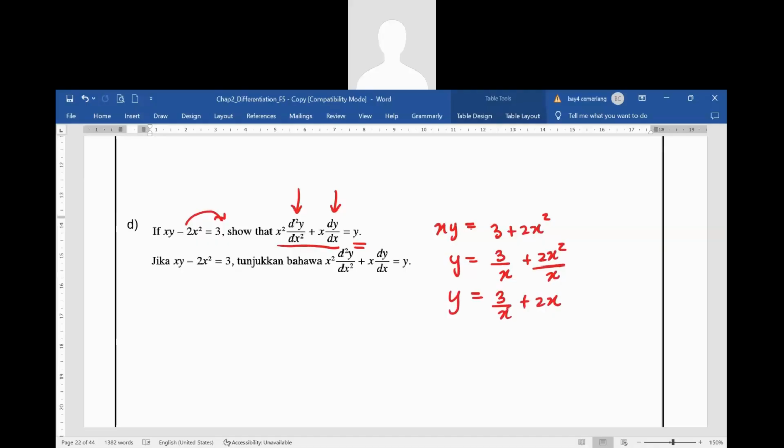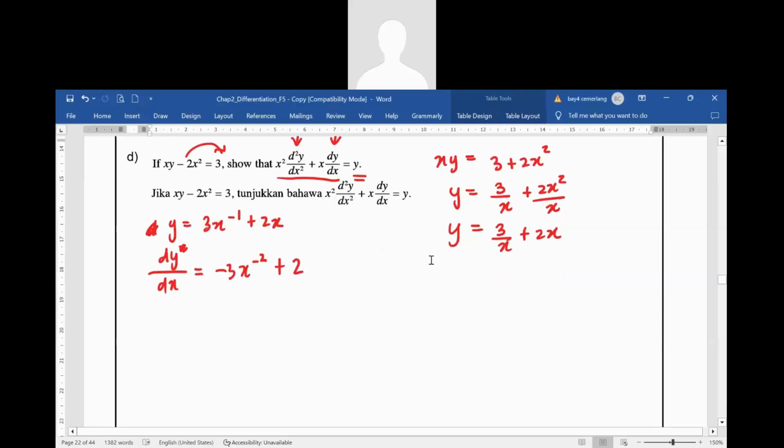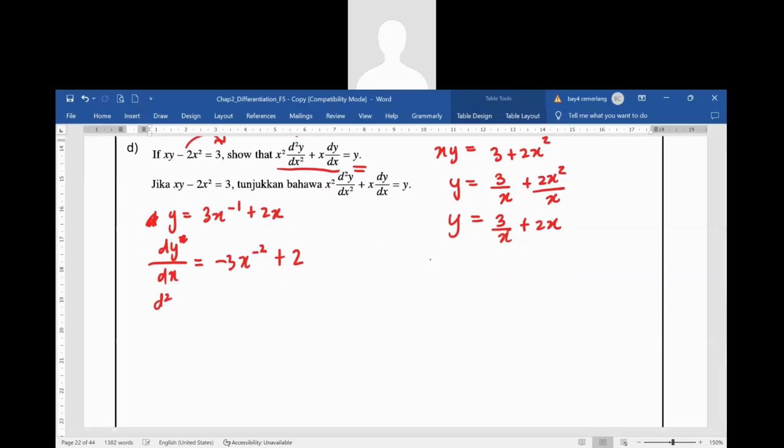Okay, right. Baik, sekarang kita nak cari dy dx pula. Okay, we change the form of y first. 3x to the negative 1 plus 2x. And then dy dx is negative 3x to the negative 2 plus 2 saja. And then d square y dx square is 6x to the negative 3 sahaja kan.